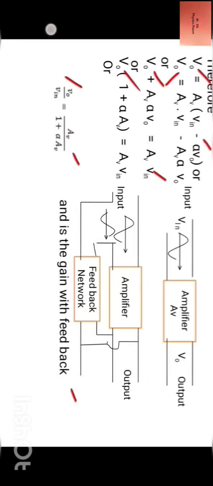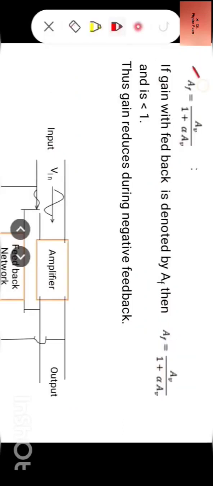Now the expression AF is equal to AV over 1 plus alpha AV. If gain with feedback is denoted by AF, then AF would be equal to AV over 1 plus alpha AV and is less than 1. Why less than 1? Because the denominator is more than 1. So therefore AF would be less than 1, that is of the order of 0.9, 0.8, and so on.